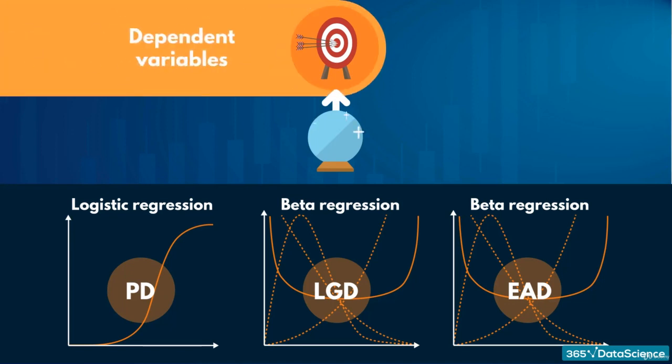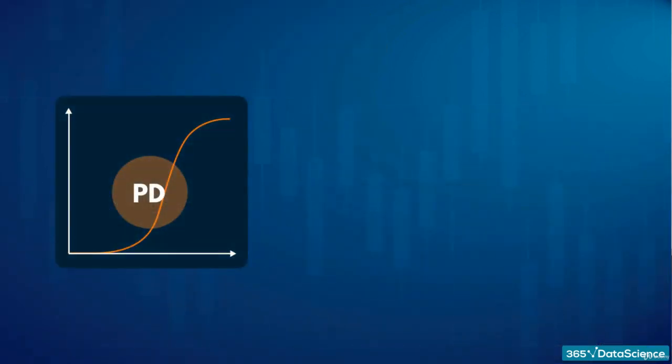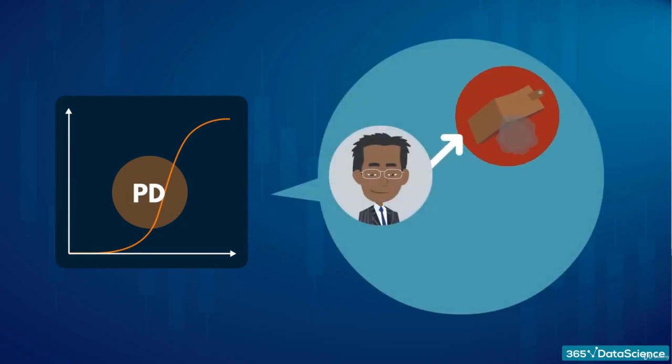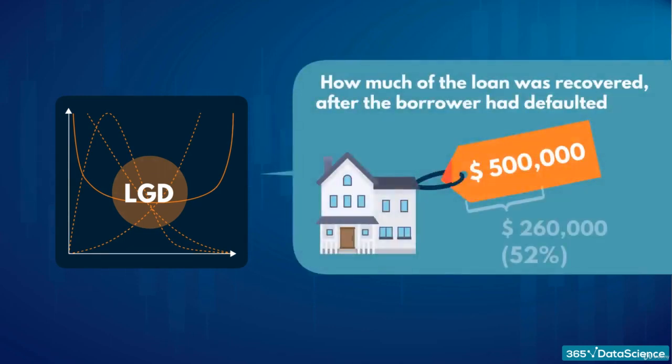The rest of our variables are the ones containing the information we will use to predict the dependent variables. These are called independent variables, predictors, or features. Let's outline what our dependent variables are going to be. For the PD model, we'll need an indicator, or a flag, whether the borrower defaulted or not. As we suggested in our previous lecture, the loan status will help us with that. For the LGD model, we'll need to calculate how much of the loan was recovered after the borrower had defaulted. This information is contained in the recoveries column, so that will be our dependent variable.